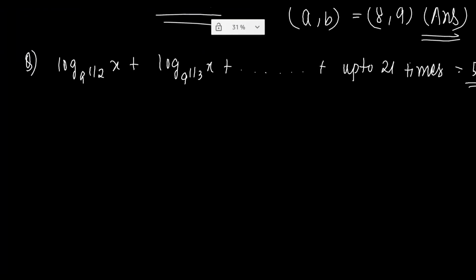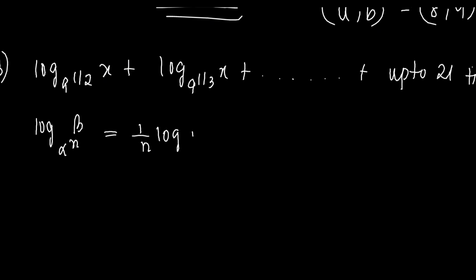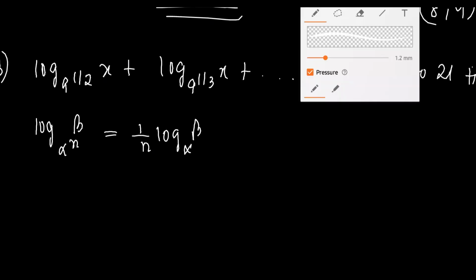Now in logarithms all of us know this: if we have log of beta to the base alpha to the power n, then this n will come outside as a reciprocal. So log of beta to the base alpha to the power n, whatever power we have on the base, it comes outside as a reciprocal, giving log of beta to the base alpha. So here we will use this concept.